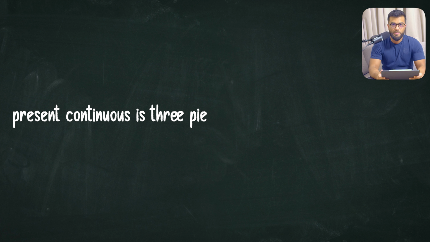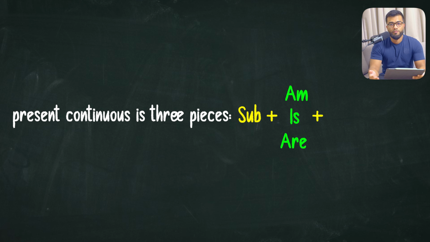So always remember, present continuous is 3 pieces. It has 3 parts. Subject plus the verb to be, am, is, or are, plus verb plus ing.